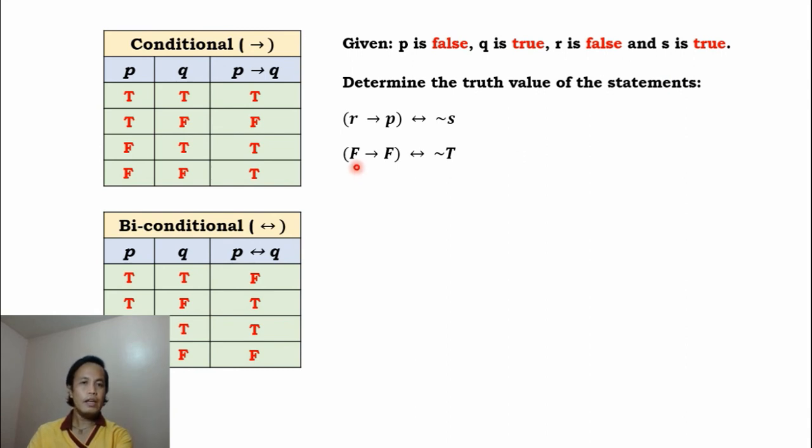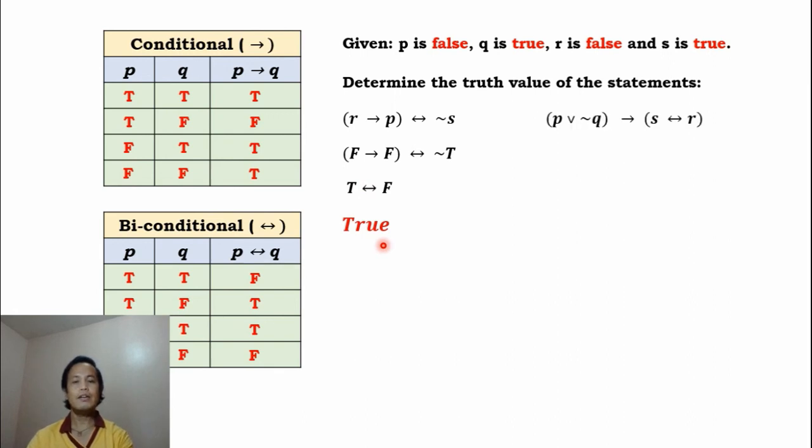Then if implies if, that means under this row, false implies false is true. So that's why we have true. Then we copy the biconditional symbol. Then the negation of not true is of course false. So true if and only if false, that falls under this row. True and false, therefore this is a true statement.